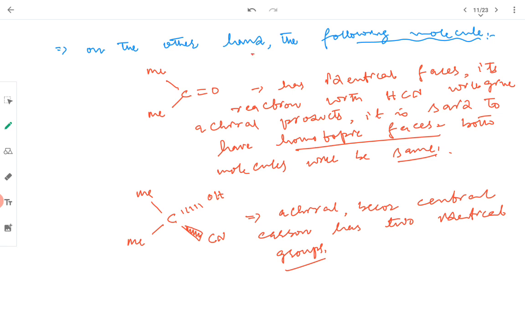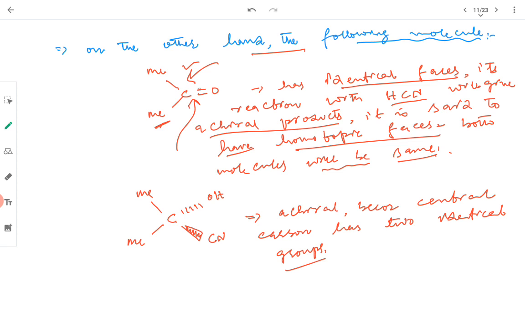On the other hand, if you take the example of this molecule, this is acetone, CH3COCH3. Acetone has identical phases, meaning both of these phases, this phase or this phase, are the same. And when we react this molecule with HCN, it will give rise to achiral products, and it is said to have homotopic phases.